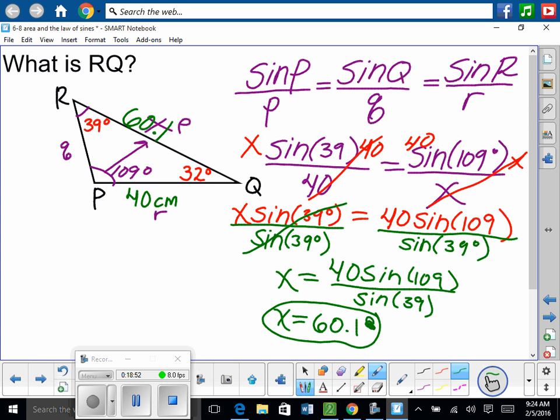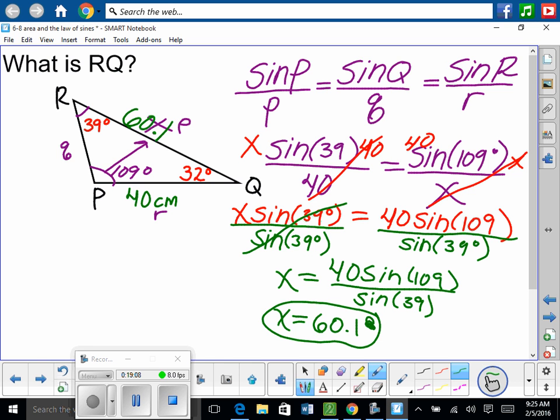Because angles correspond with sides. If we had side 20 across from angle 109, well, a bigger angle is going to be a bigger side. Does that make sense, everybody? So 20 would have been smaller than 40. We know we've done something wrong. So your picture should make sense. Does everybody see how to do that?